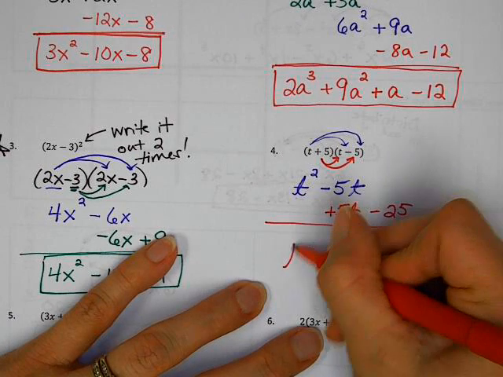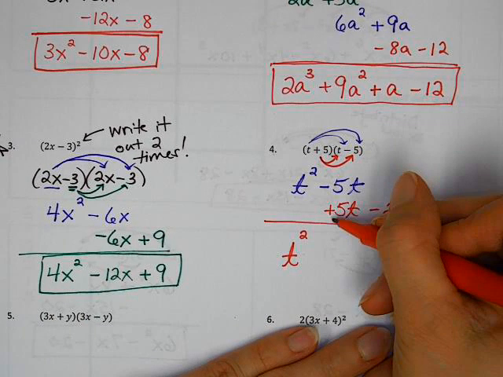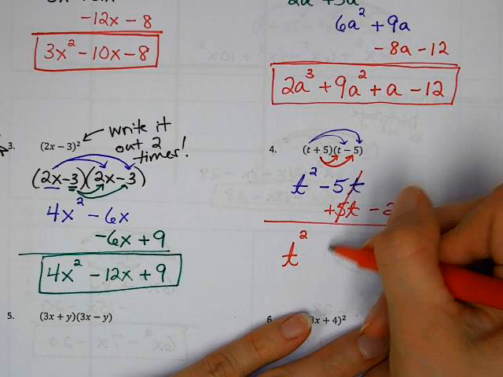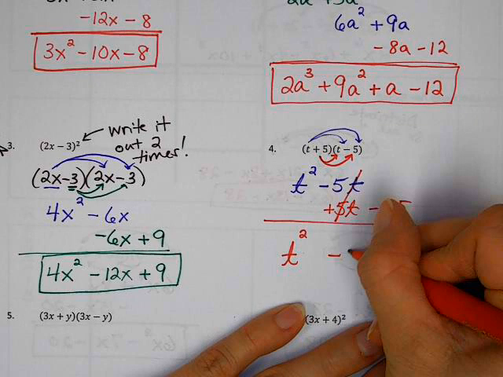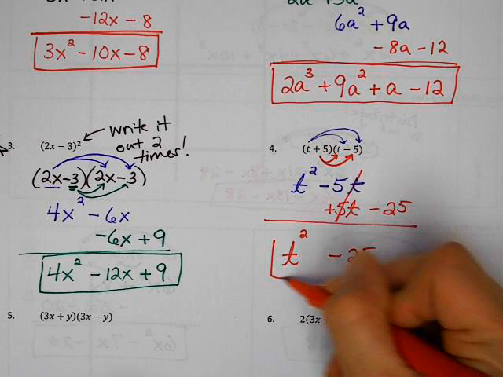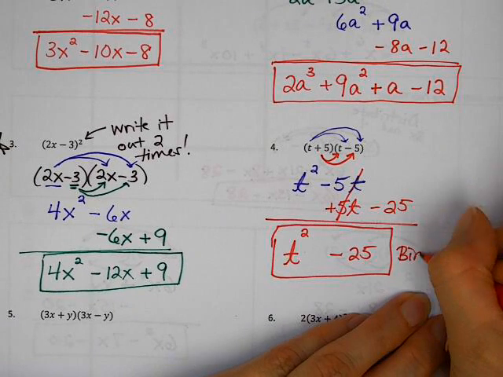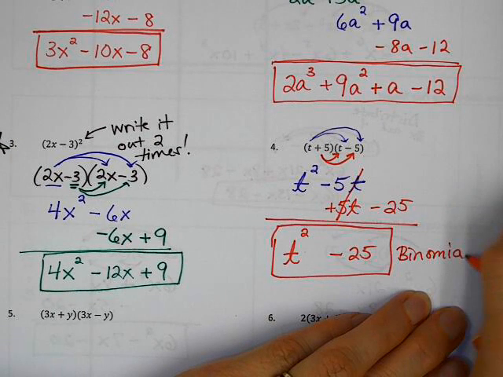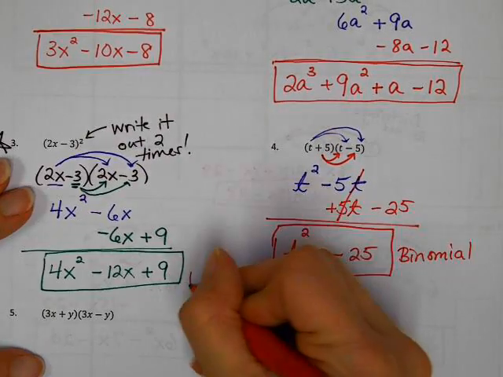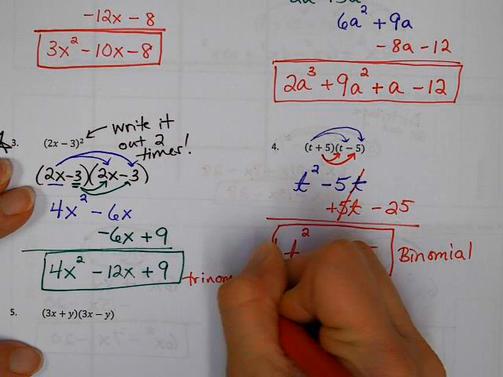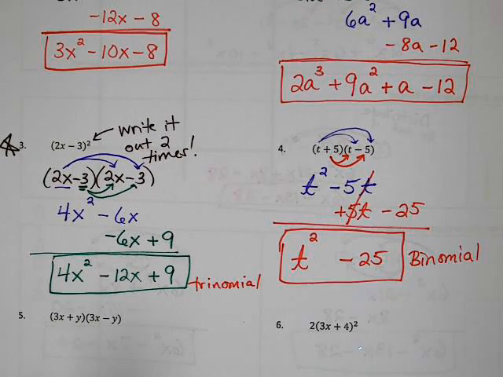So we still have t squared, but our minus 5t and our plus 5t cancel out, so we don't have any t terms. We only have the minus 25. And so our answer is not a trinomial, but a binomial, because the middle's canceled out. Okay, this answer over here is a trinomial. All right, that's kind of interesting.